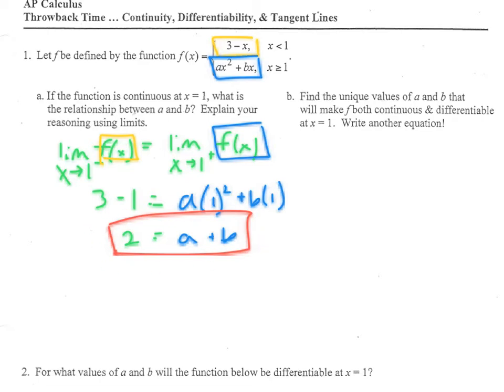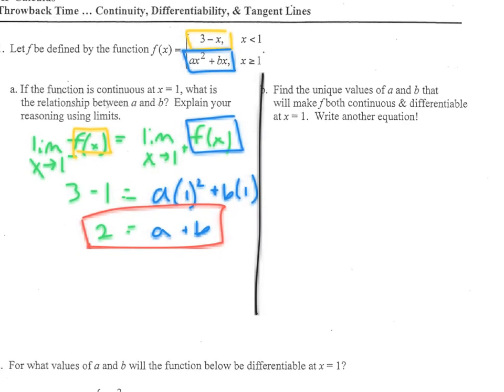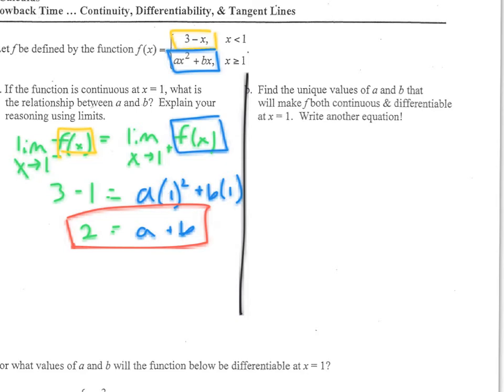But I don't want them to just meet. Think of our absolute value graph. We have two lines meeting, but they make a corner, and that's no good when we're talking about differentiable. So for it to be differentiable, the slopes have to be the same coming from both sides at x equals 1, or as you approach x equals 1. So we're going to end up with an equation that looks something like this.